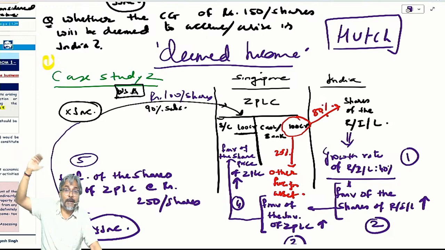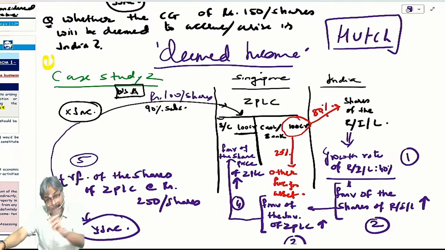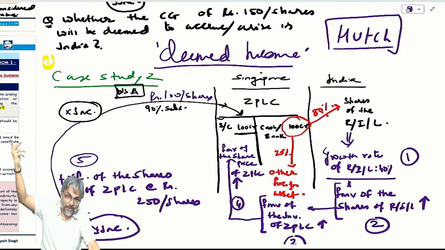It went to the tribunal, ITAT. ITAT also said yes, the economic nexus is there with India. And because the economic nexus is there with India, therefore the tax has to be paid in India. It went to the Bombay High Court. The jurisdictional High Court was Bombay High Court.